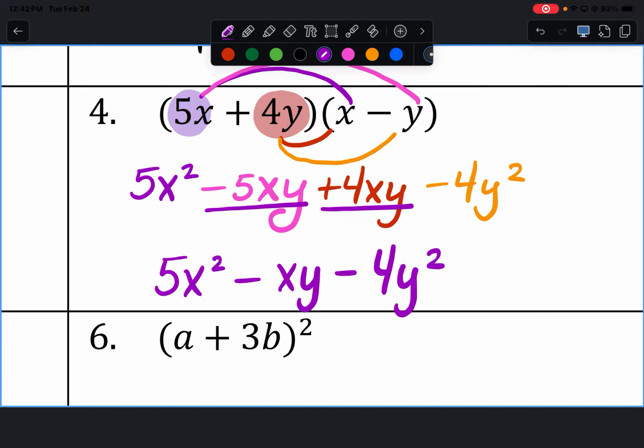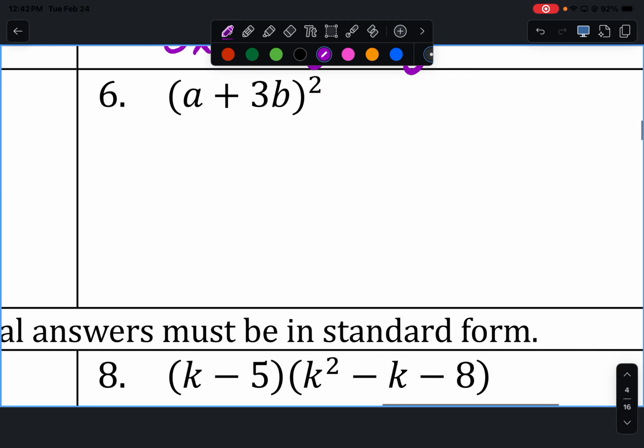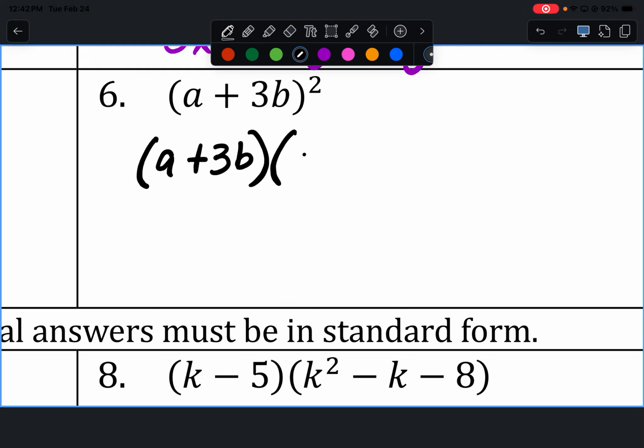So make sure anytime you see a binomial squared, you immediately rewrite it as the product of the same thing. So when I see a question like number 6, I will automatically, before I do anything else, write it as a plus 3b times a plus 3b. Automatically, because that I can easily distribute how I need to.